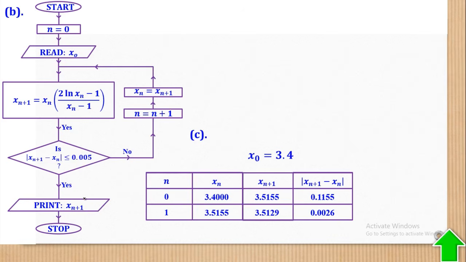Printing the root means you come and state that the root is 3.51 to 2 decimal places. So at the very end, that is when you round off to the required number of decimal places. This one was 3.5129. Rounding it off to 2 decimal places gives you 3.51.